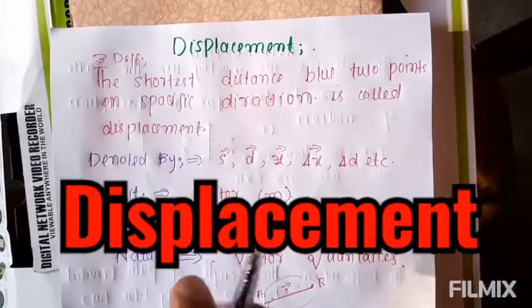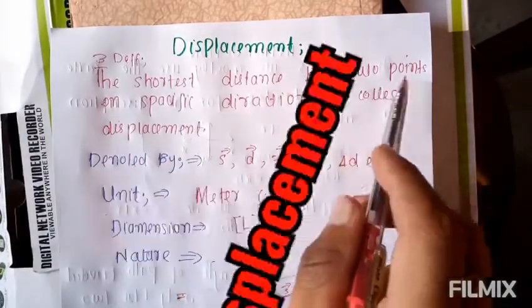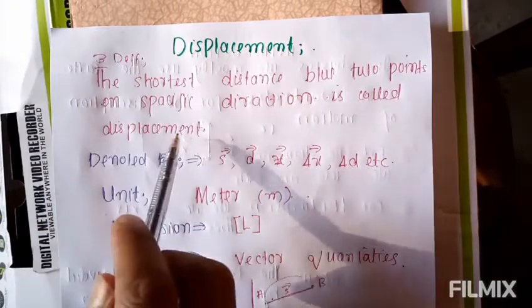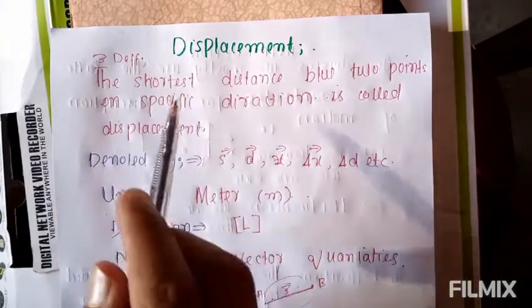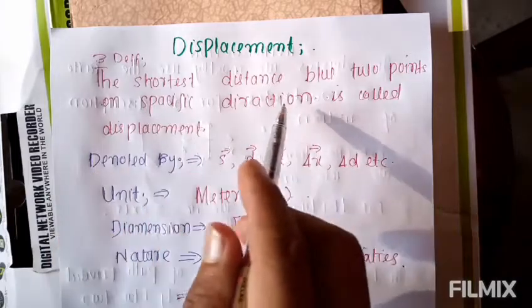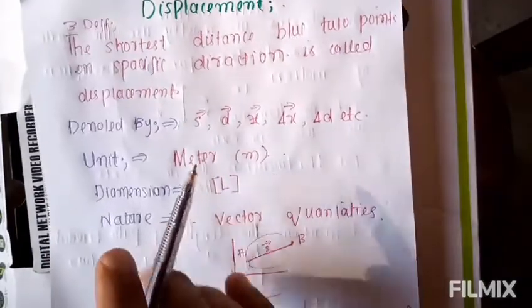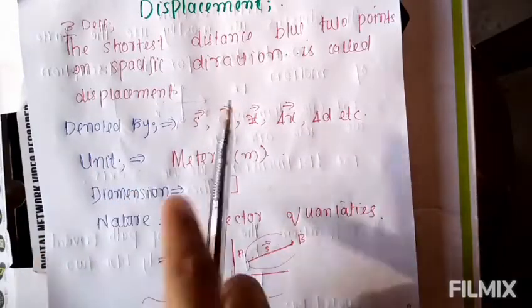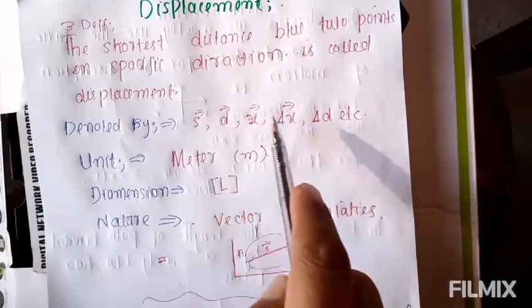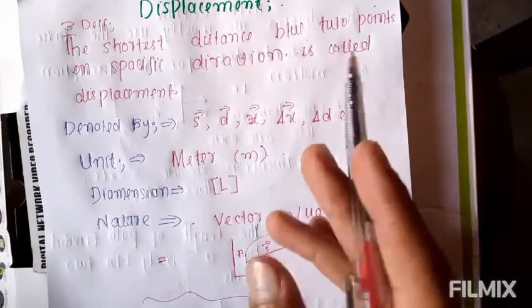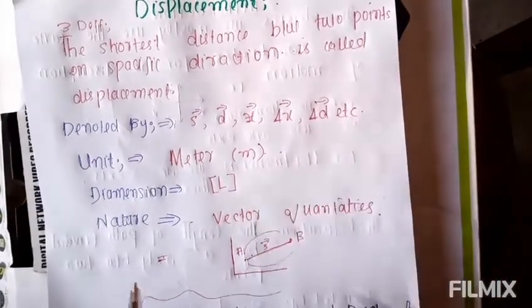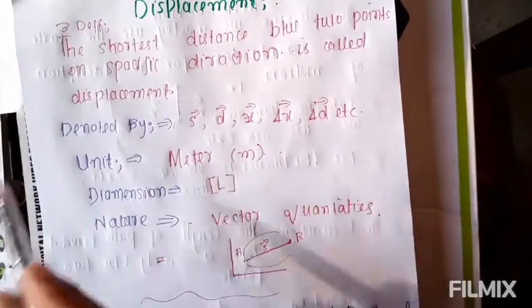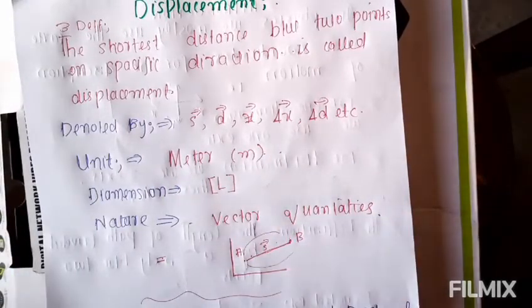Now come to the displacement. What is displacement? The shortest distance between 2 points in a specific direction is called displacement. Actually, it is also a distance, but it is in a specific direction and the shortest distance. It is denoted by s with an arrow, d with an arrow, and also x, del x with an arrow, etc. What is the unit of displacement? Meter, also the same meter.